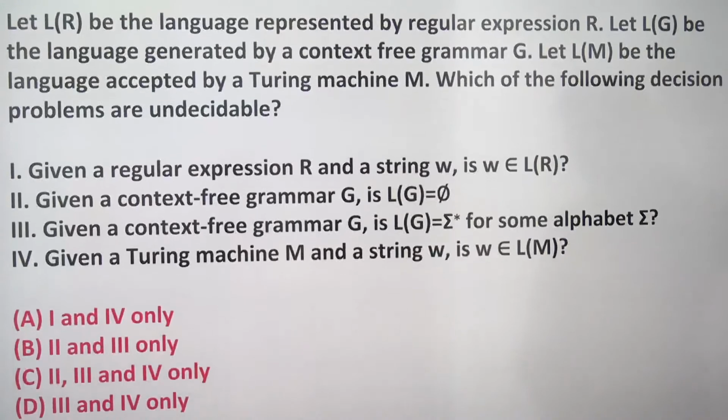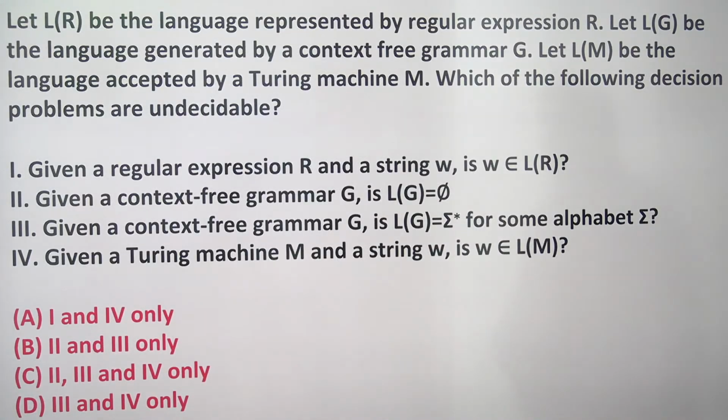What is the answer for this? Let L(R) be the language represented by regular expression R. Let L(G) be the language generated by a context-free grammar G. Let L(M) be the language accepted by Turing machine M. Which one of the following decision problems is undecidable? It is also a nice problem. Can you try this?